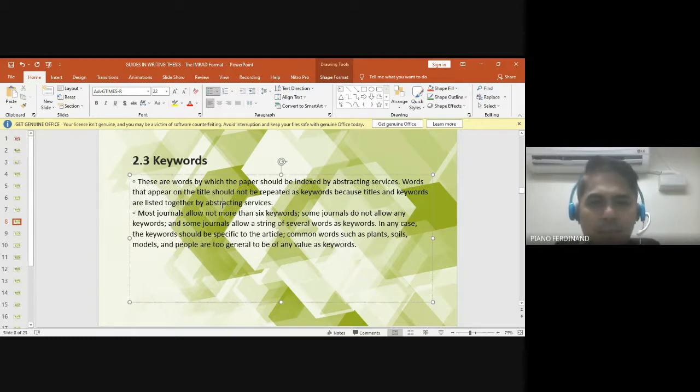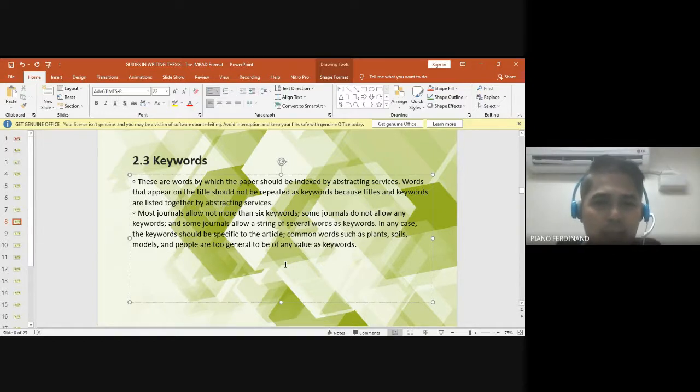Okay. Yung mga keywords po is para po siyang listahan lang ng mga salita na importante at pwede po sigurong madalas na mababanggit doon sa loob ng inyong research paper, no? At meron siyang kapirasong bahagi dito sa ating IMRAD template natin. Okay? So keywords are words which the paper should be indexed by abstracting services.